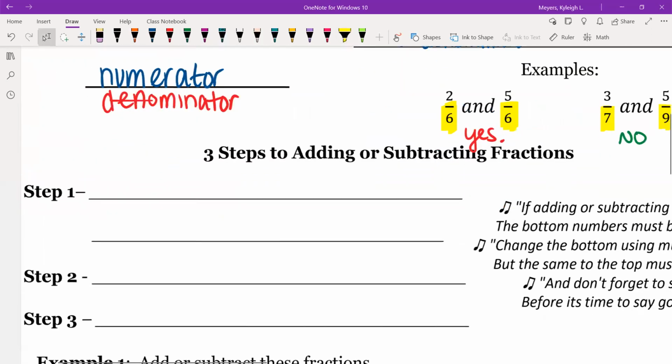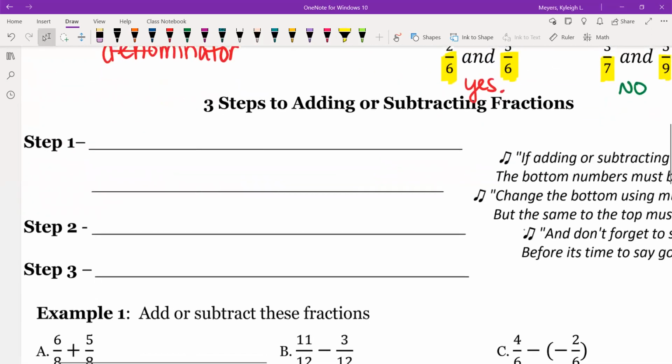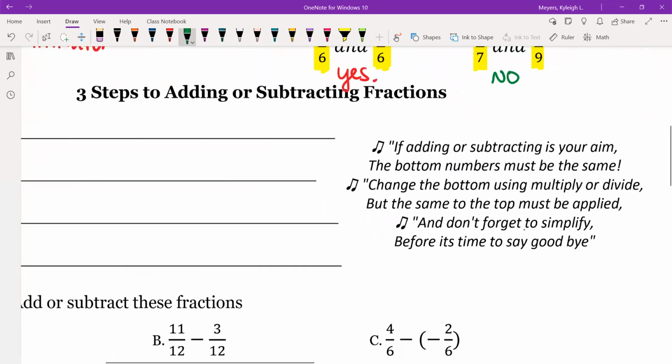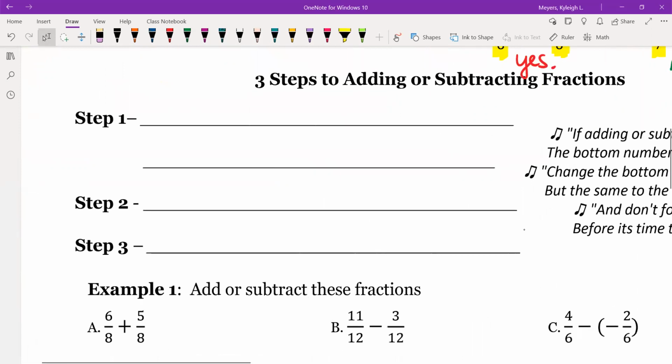So let's just talk about some steps to adding and subtracting fractions. Here's a song that's like all about that bass, okay? So here's a song like that. If you want to remember it, cool. If not, that's cool too.